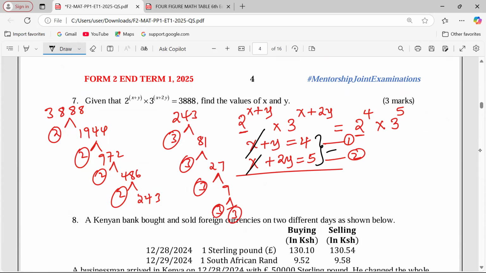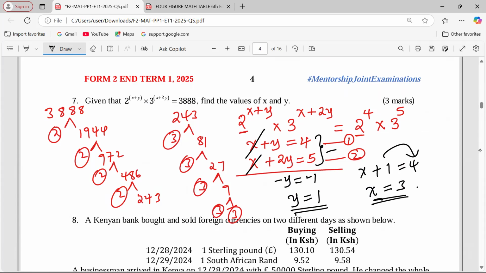x minus x becomes 0. y minus 2y becomes negative y. Then 4 minus 5 becomes negative 1. That means the value of y is 1. If the value of y is already 1, the value of x can be found by substituting y in any of the equations. And we can prefer substituting y in equation 1, such that x plus y, which is 1, equals 4. So x equals 3 when 1 is subtracted from this side. So we have x, we have y. So that is it.